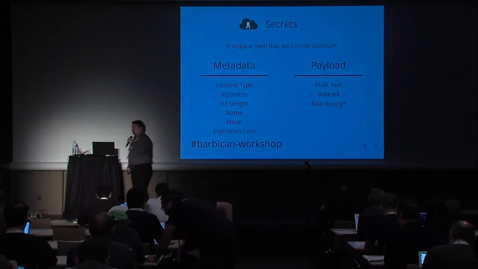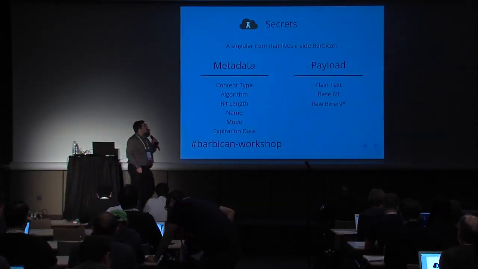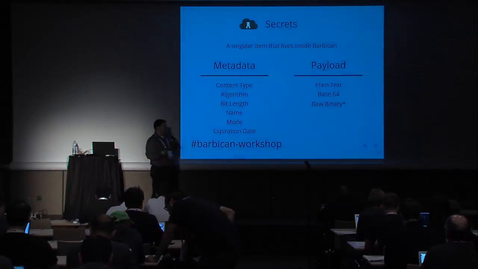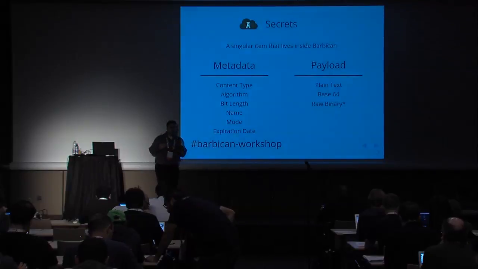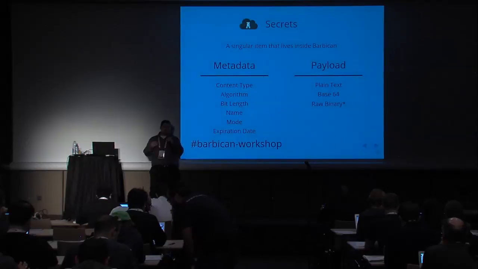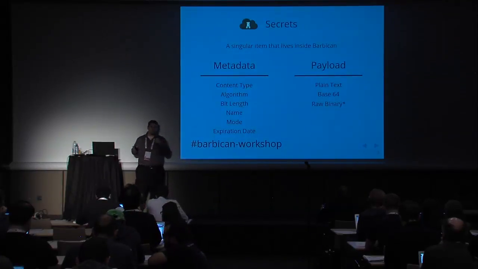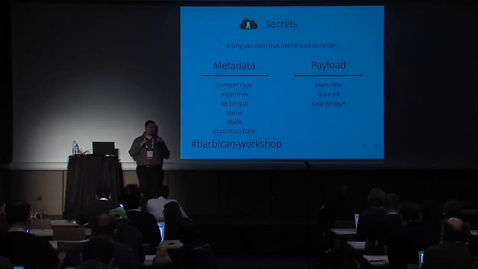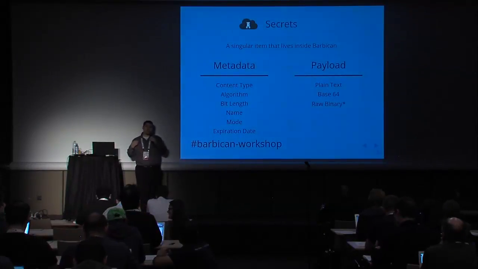Now that we actually have our authentication token, we're going to talk about secrets a little bit: what a secret is, what kind of data is within it. A secret in and of itself is just a singular item that contains specific data that you consider secret. Along with that, we have it split into two different categories of what is a part of a secret. We have what's referred to as the metadata, and we also have a payload.